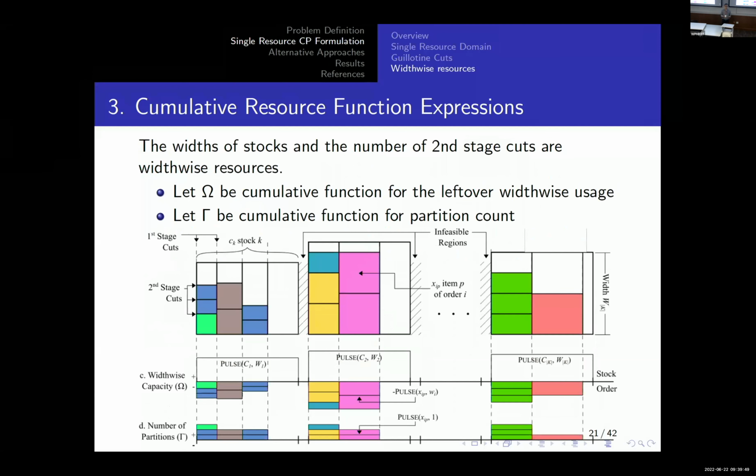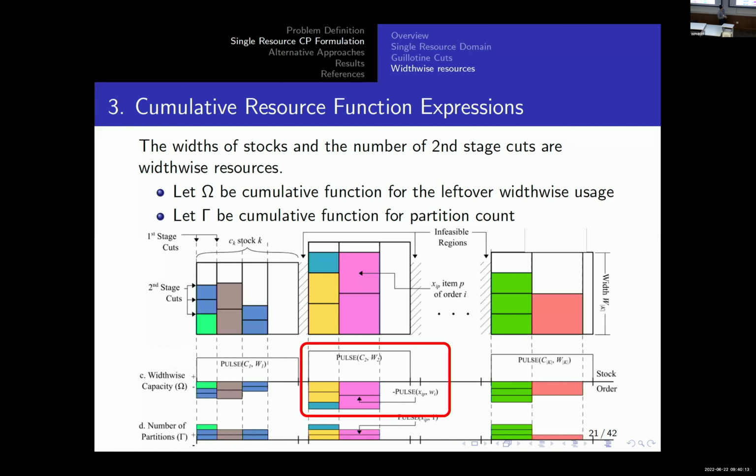Finally, we still need to somehow account for the width of the stalks, as well as the maximum number of second stage cuts. What we notice is that both of these are essentially widthwise resources, especially if you think about it over an entire horizon. There are resources that change over this horizon. In other words, we can model this using cumulative functions.